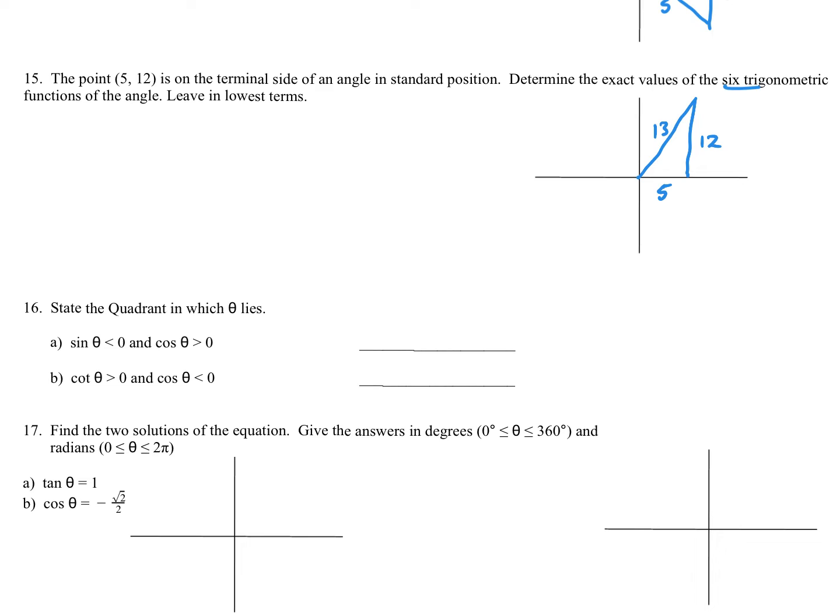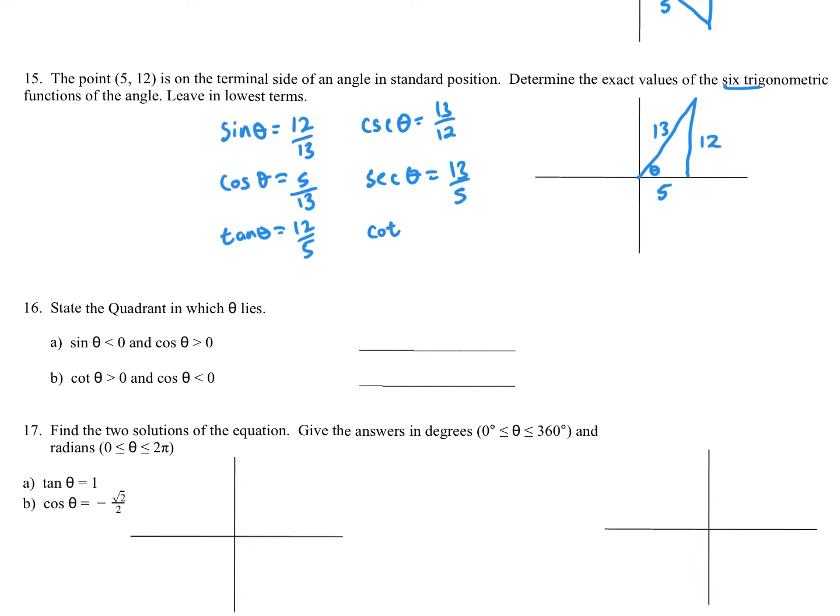Determine the exact values, leave in lowest terms. So here, sine of theta is 12/13, cosine of theta is 5/13, tangent of theta is then 12/5, and then the others, once you get the first 3, everything is pretty easy because you just flip them. Secant is then 13/5, and cotangent of theta is 5/12.